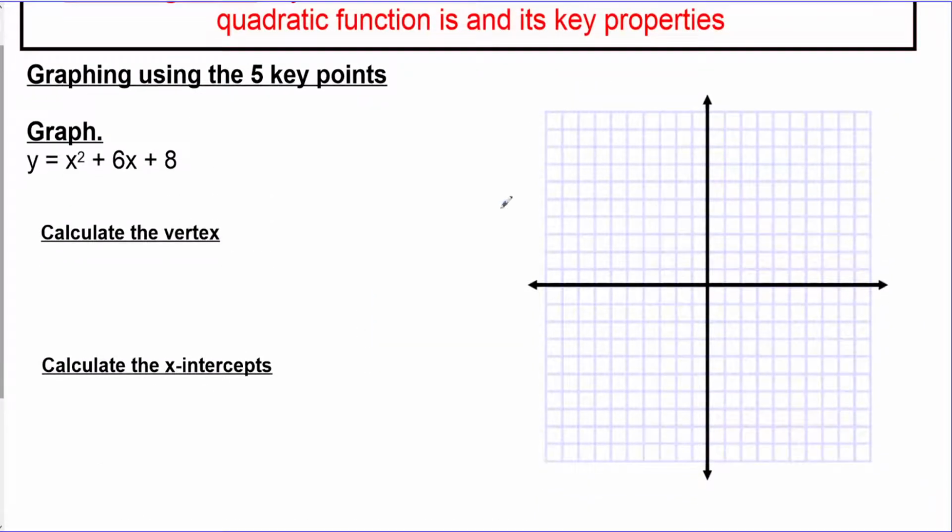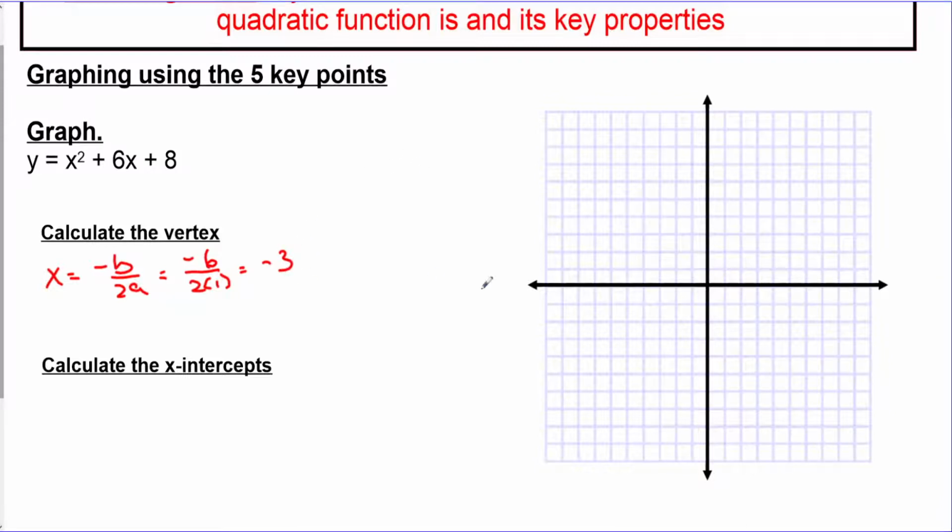Okay, so calculating the vertex. If I get this equation, we said x equals -b over 2a. This one's in standard form, so I have to use the formula for the axis of symmetry and the vertex. So if I plug in -6 over 2a, where a is 1, we end up getting -6 over 2 times 1, which is -3.